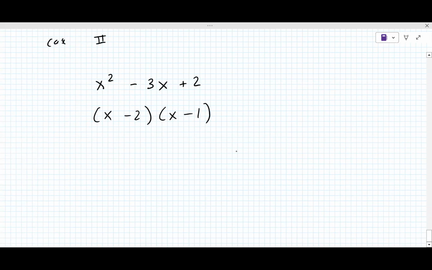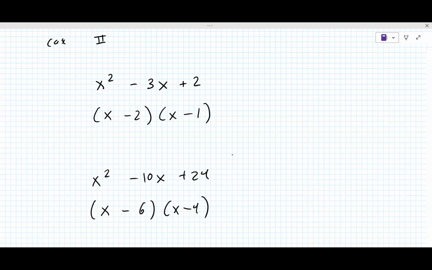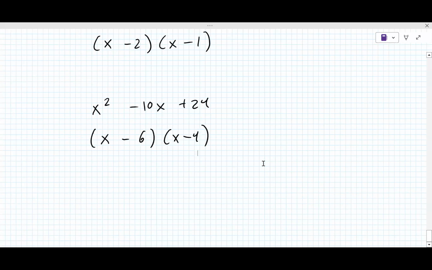That's right. So here's one for you to try. Okay. So in parentheses, it'd be x. Okay, hold on, so it's gonna be x minus 6 and x minus 4. Yes. Awesome. Okay. So we're almost out of time here.